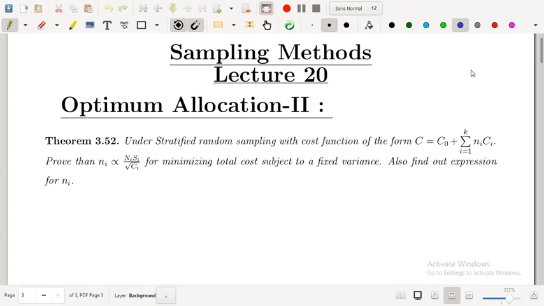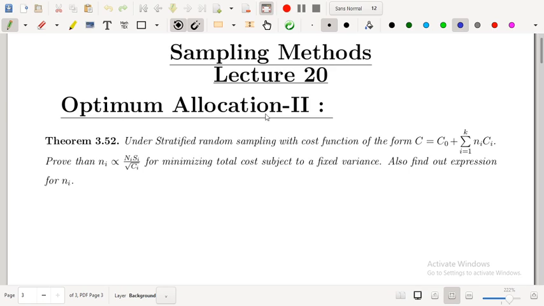Good morning, students. In the last lecture we saw optimum allocation first. In optimum allocation first, we have to prove Ni is directly proportional to Ni Si upon root of Ci for minimizing variance subject to a fixed total cost.